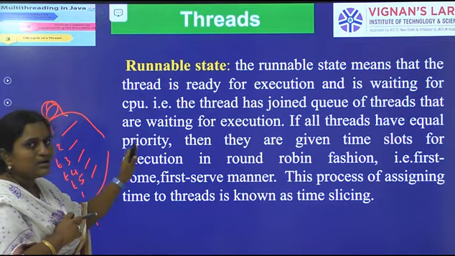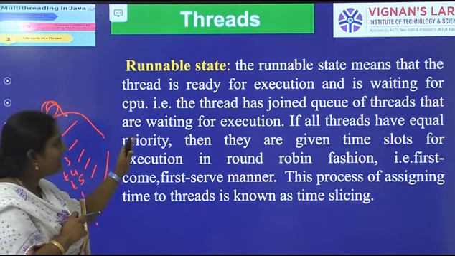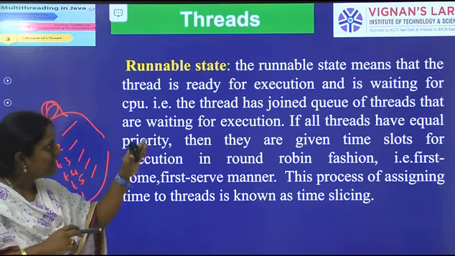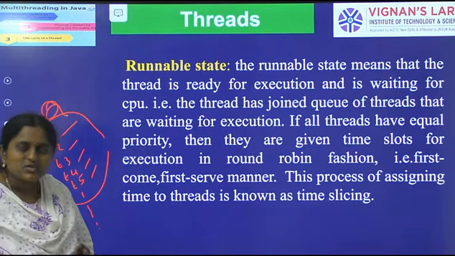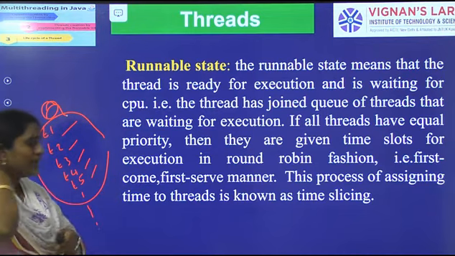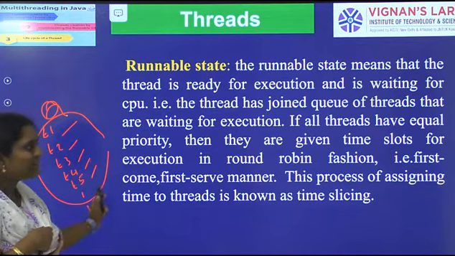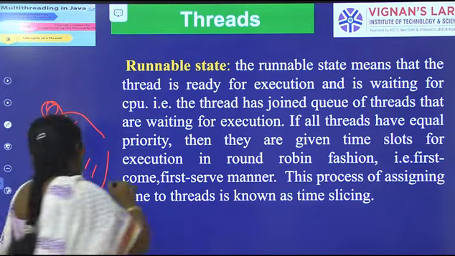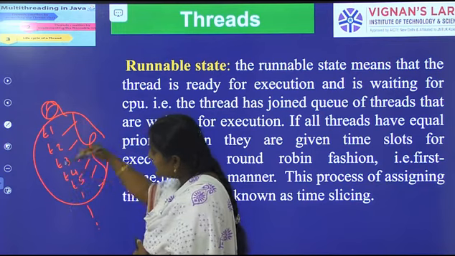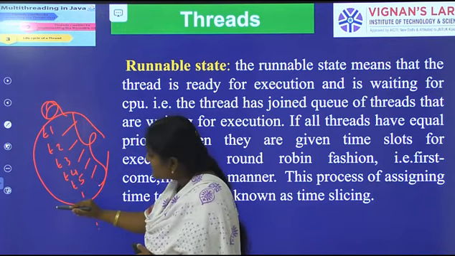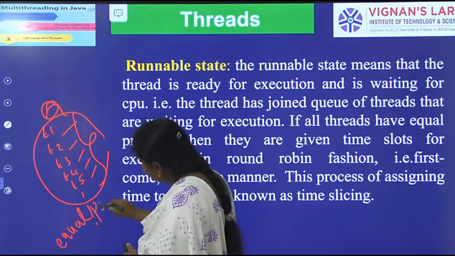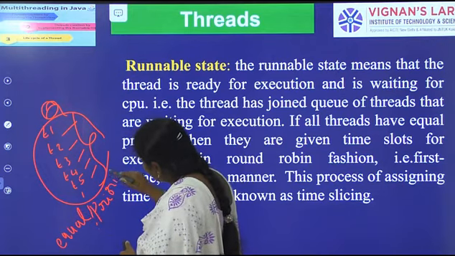First of all, a number of threads are waiting for the CPU. The runnable state means the thread is ready for execution and waiting for the CPU. Here the thread has joined the queue. A number of threads have joined the queue and are waiting for execution. In this one, all threads have equal priority.